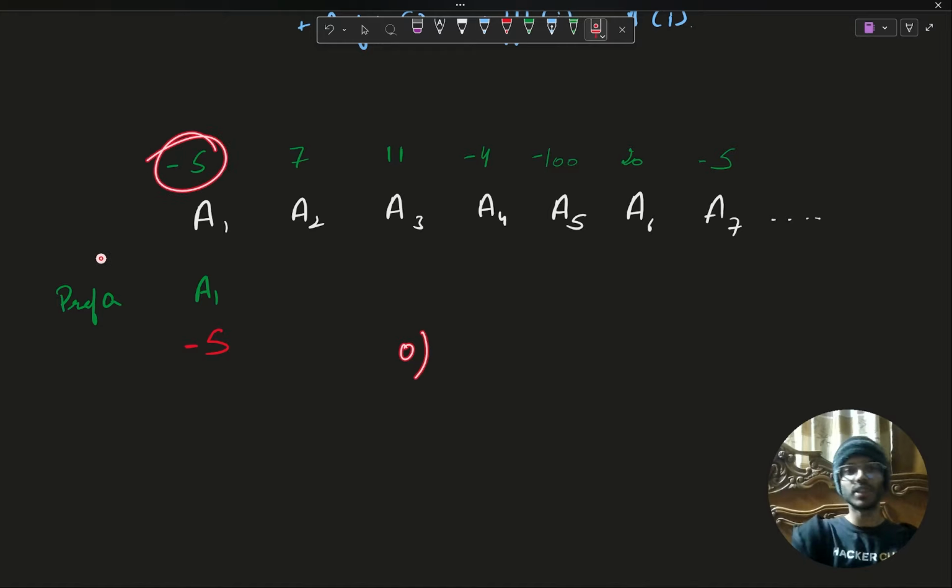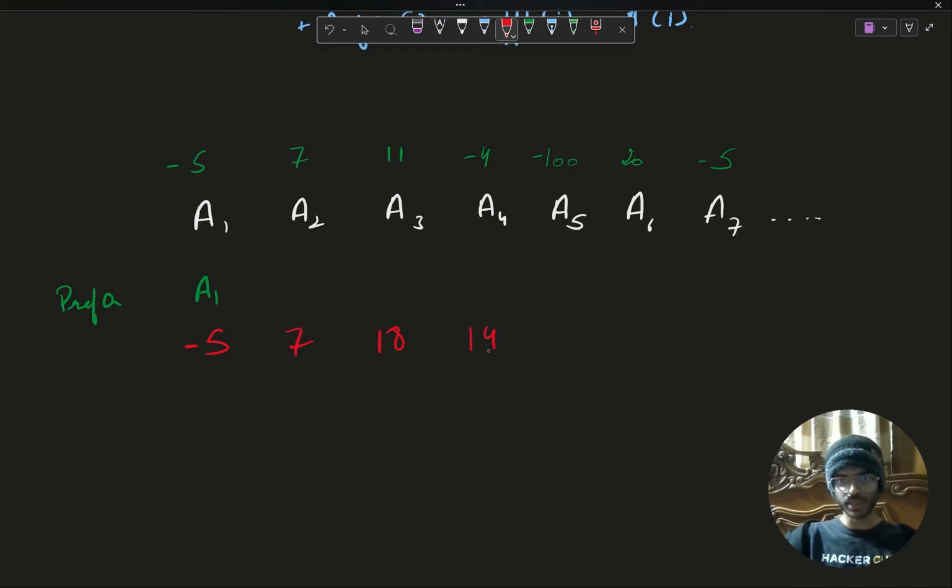Because if this prefix sum is already negative, then it's useless to add that element, right? So can I say it would be 0 plus 7 up till here, right? Because including this, only 7 is best. Now up till here it should be 7 plus 11, that is 18. Now up till here, is it better to include this or not? So we can have 18 minus 4, which is 14. That is the best we can have, right? Now up till here, what is the best possible sum? It would be 14 minus 100, that is minus 86, right?